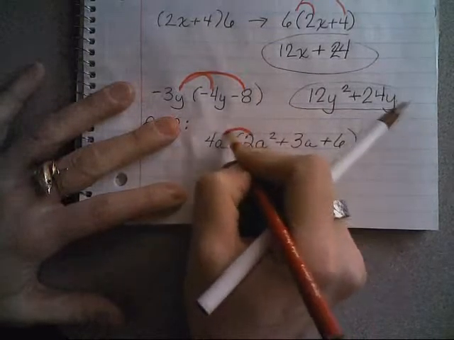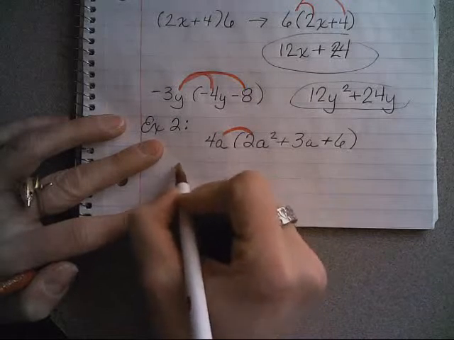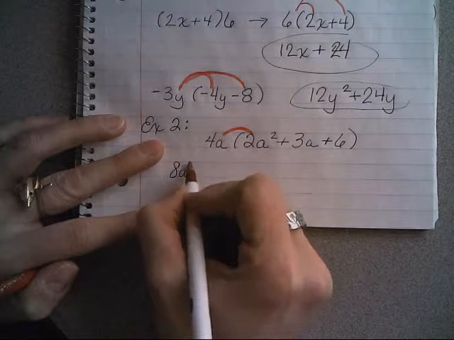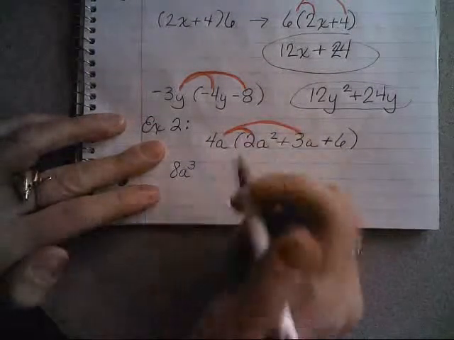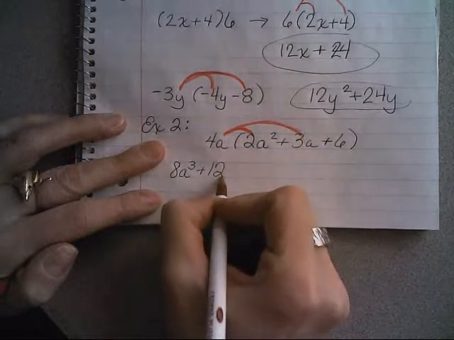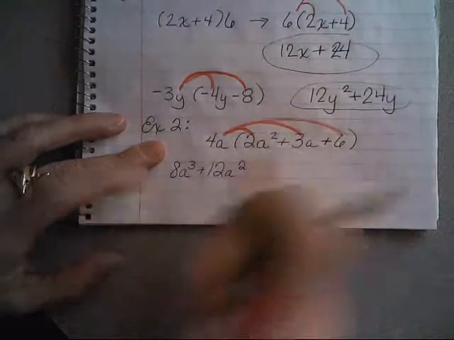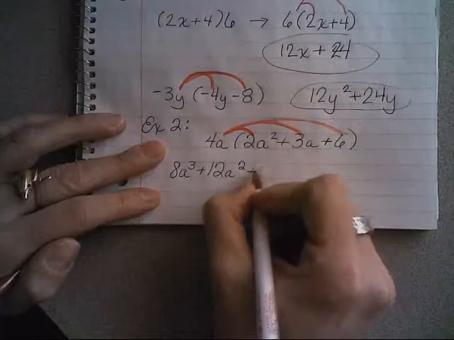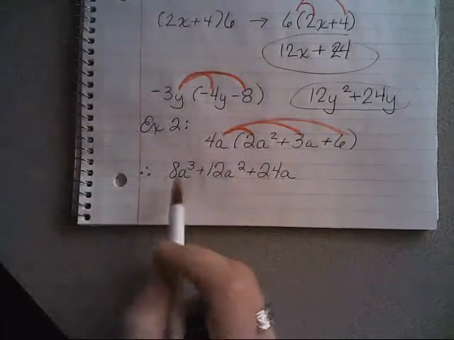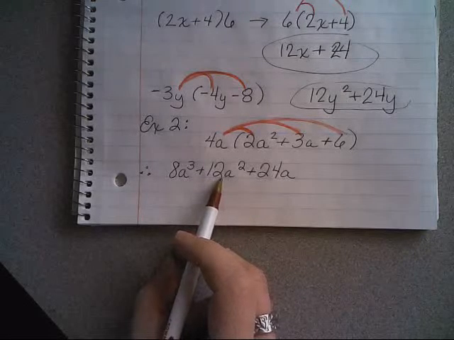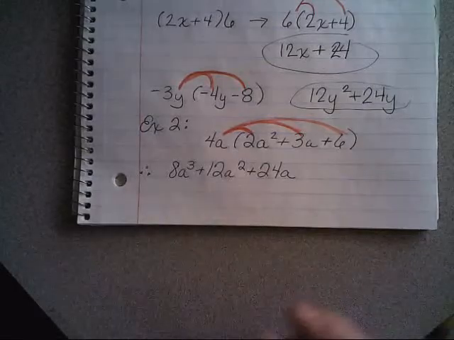The first piece, what's the product there? 4a and 2a squared? 8a cubed. Good. 4a and 3a, guys? Positive 12a squared. Good. Last piece, 4a and 6? Positive 24a. There's your answer. Cubes cannot be combined with squares, cannot be combined with the first. So that's the end of your answer.